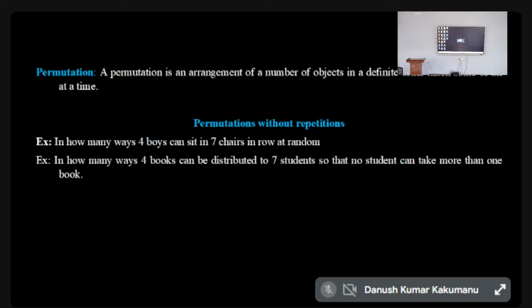What I taught in the morning, just a brief information. What is permutation given? Permutations without repetitions.